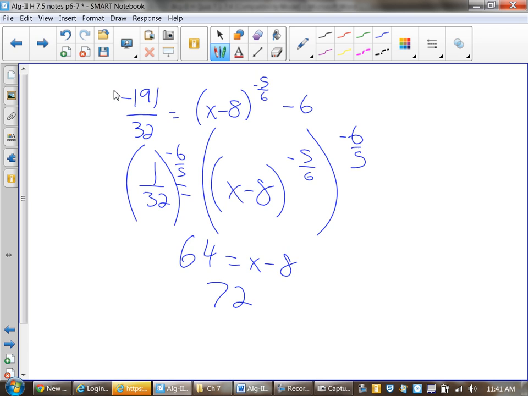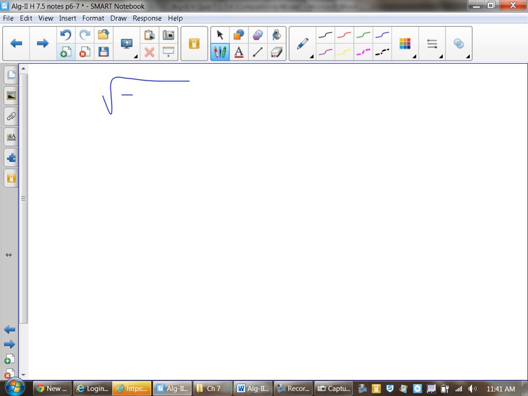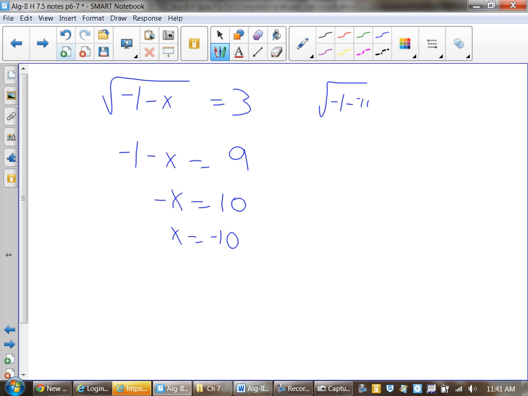Solve the equation, look for the extraneous solution. First thing I do is square both sides. I get -1 minus x is 9. Add 1, we have negative x is 10, so I have x is -10. Now I have to check to see if that works. -1 minus -10 is 9, and the square root of 9 is 3. And it works.